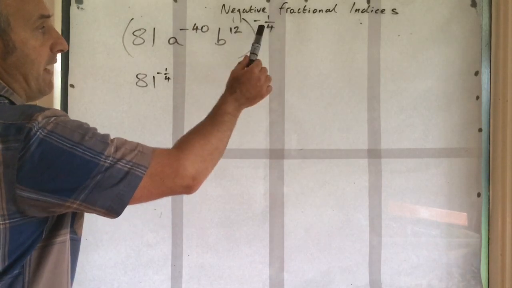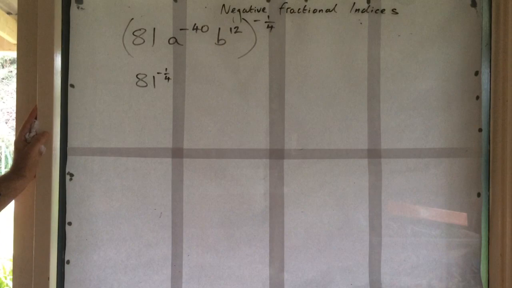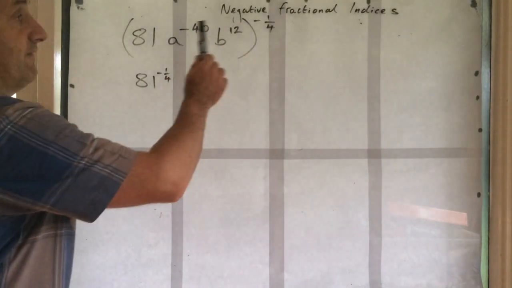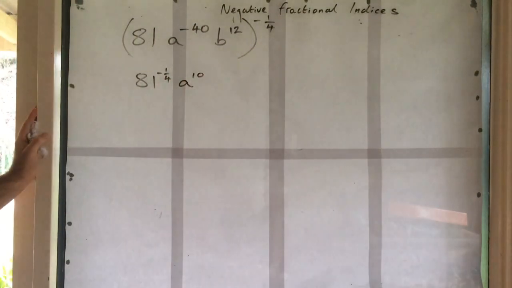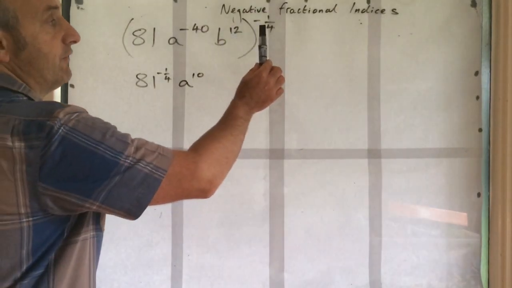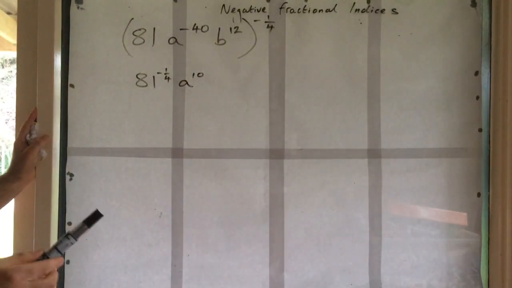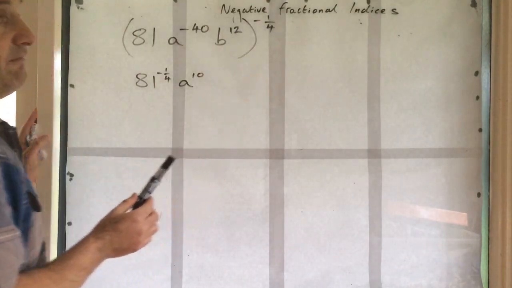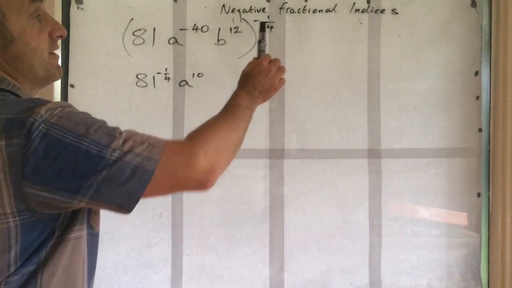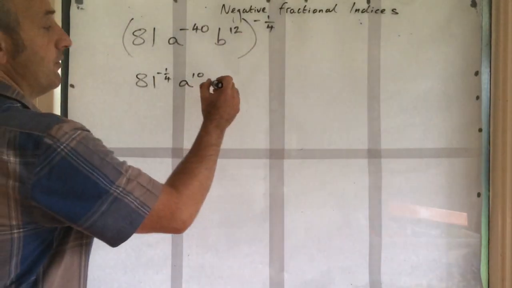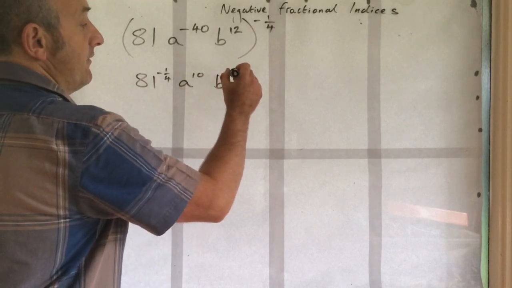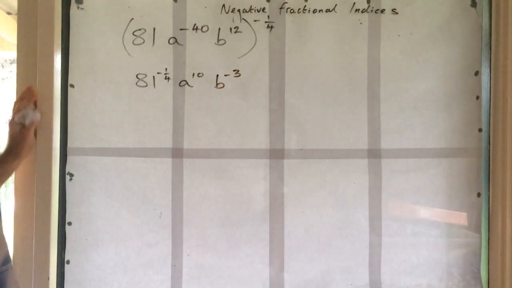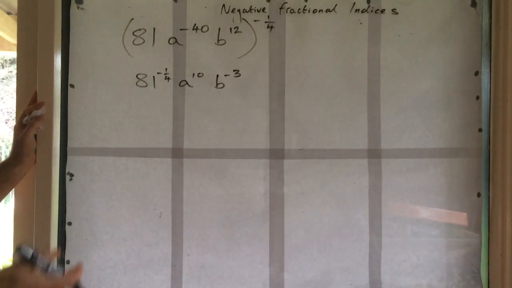Now, remember, raise a power to a power, we multiply these. And what's a quarter of 40? 10. And what's a negative times a negative? Positive. So we get a to the 10. Now we do b to the 12, so the negative quarter. What's a quarter of 12? 3. What's a positive times a negative? A negative. So we end up with b to the negative 3.